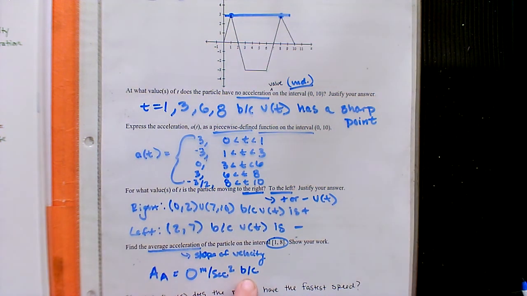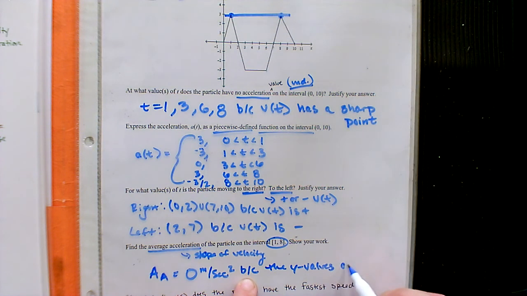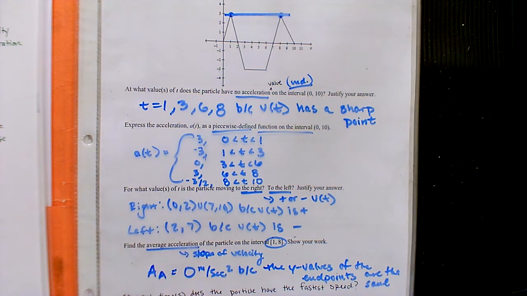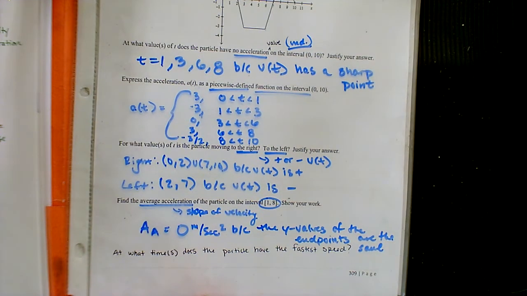What do you want to say? Because the y value doesn't change. Okay, the y values of the endpoints are the same. They don't change. Isn't that technically Rolle's theorem? Endpoints have the same height, so the derivative or the slope should be 0. Okay, makes sense. All right, I need you to throw in one more at the bottom.